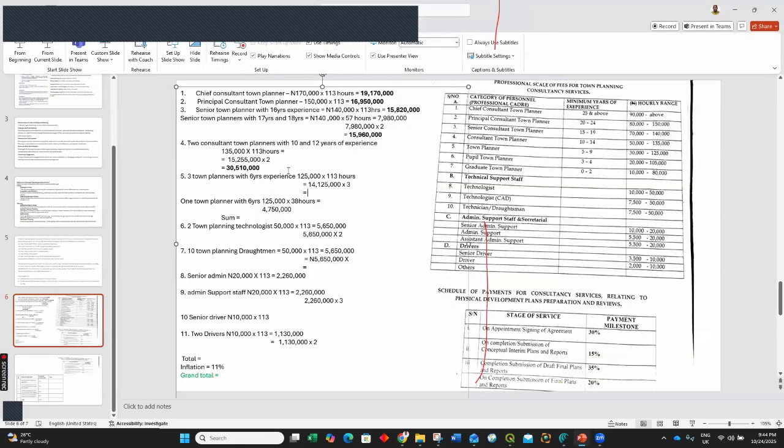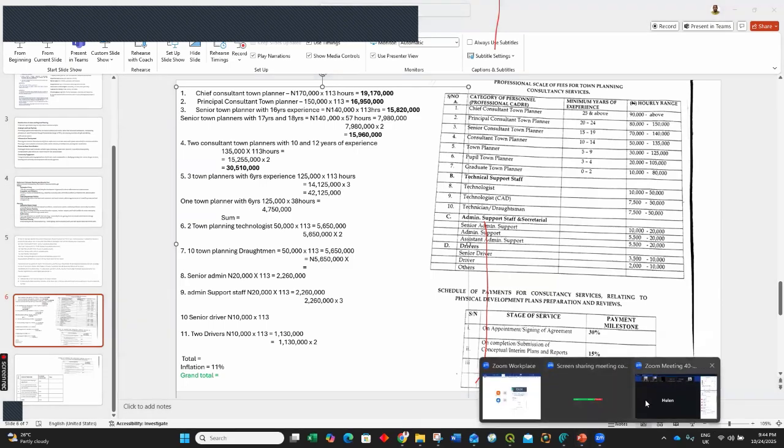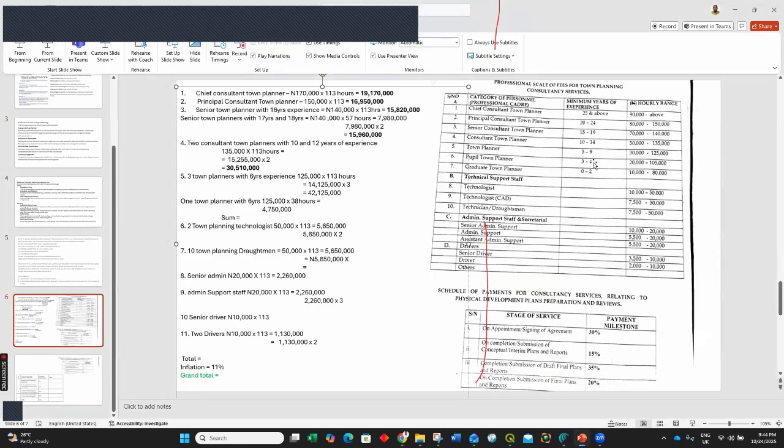All right. Okay. What is the 43 of them? Okay, 42,125,123. Then next we have one town planner with 6 years of experience. How much should be the amount for one town planner with 6 years of experience? With 6 years, it is under 125. Okay, so 125 times 38 hours.